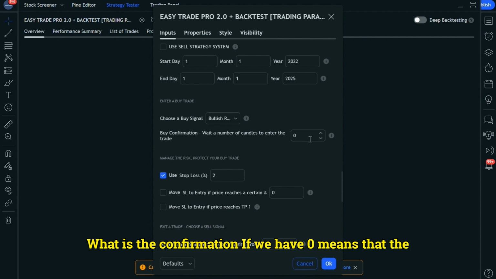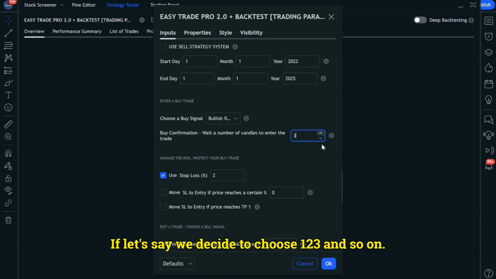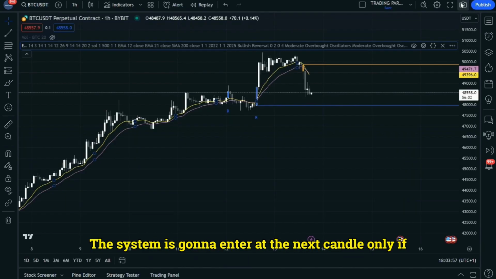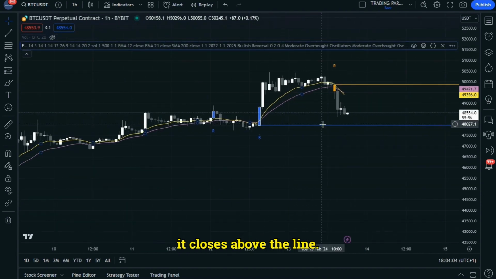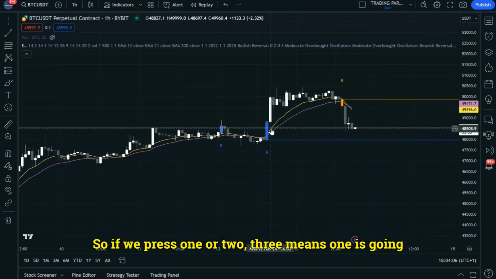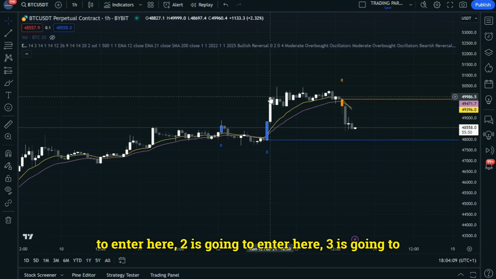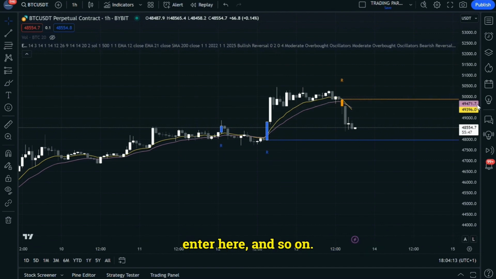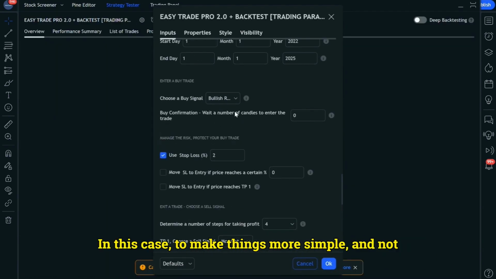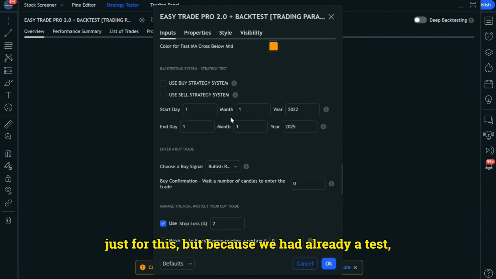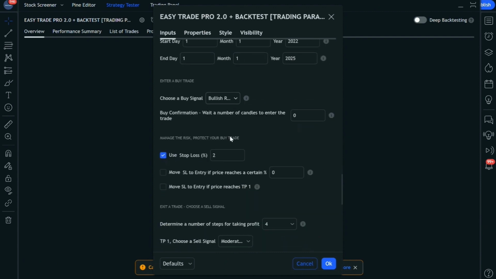What is the confirmation? If we have 0, it means that the system is entering a trade once the blue candle is closed. If we decide to choose 1, 2, 3, and so on, the system is going to enter at the next candle only if it closes above the line. So 1 is going to enter here, 2 is going to enter here, 3 is going to enter here, and so on. In this case, to make things simpler, and because we already had a test, we're going to choose 0.